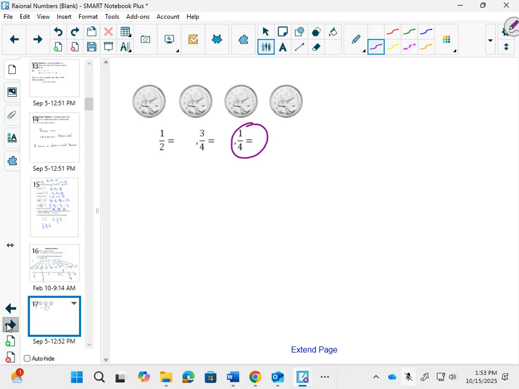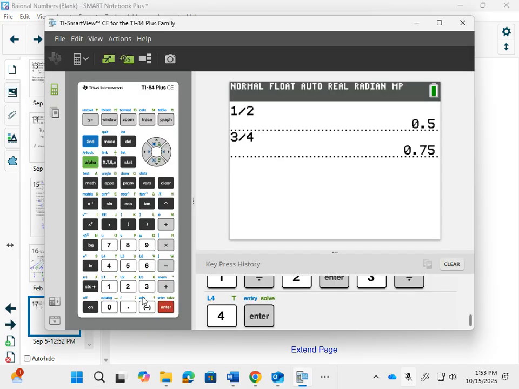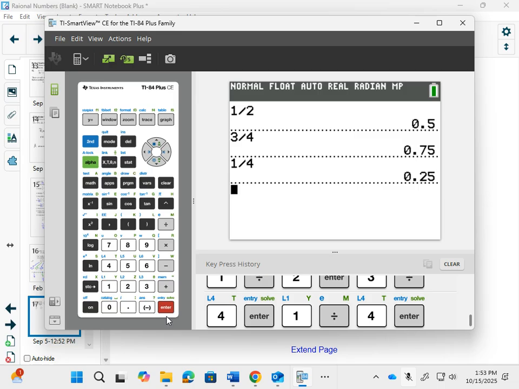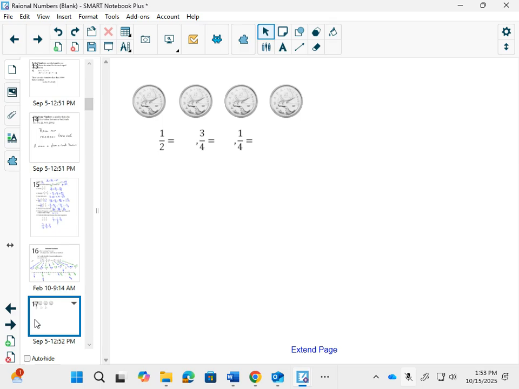A quarter as a fraction, if we type it into our calculator, so I'm going to go to my calculator right now, and I'm going to do 1 divided by 4. I get 0.25. Kind of interesting. How is that related to how much money this is? It's 25 cents. Why is it a decimal, though, when I write it this way? Because it's smaller than 1, right? 25 cents is smaller than $1.